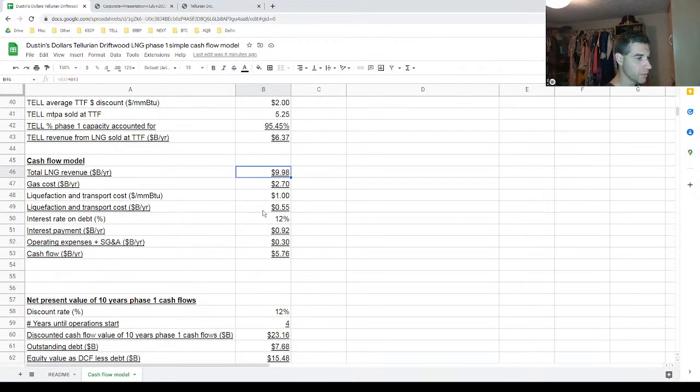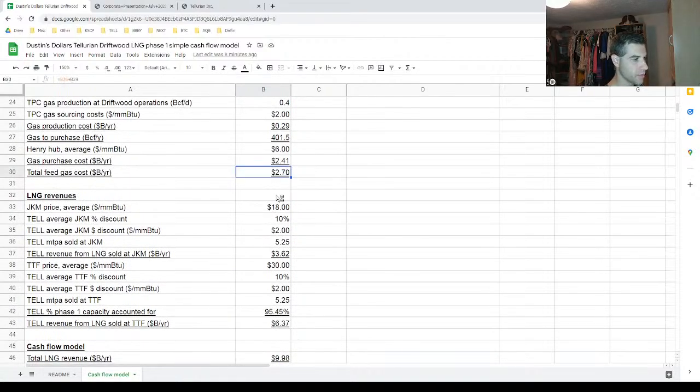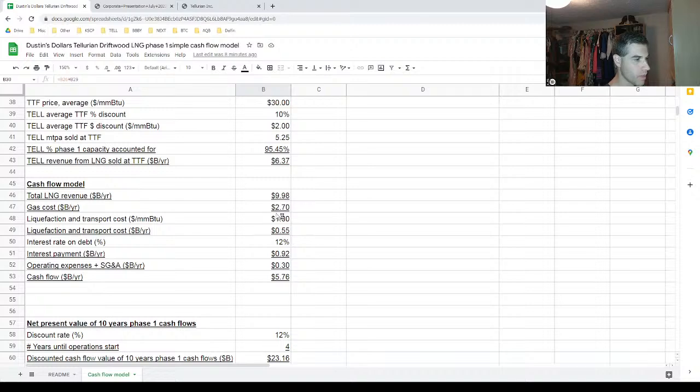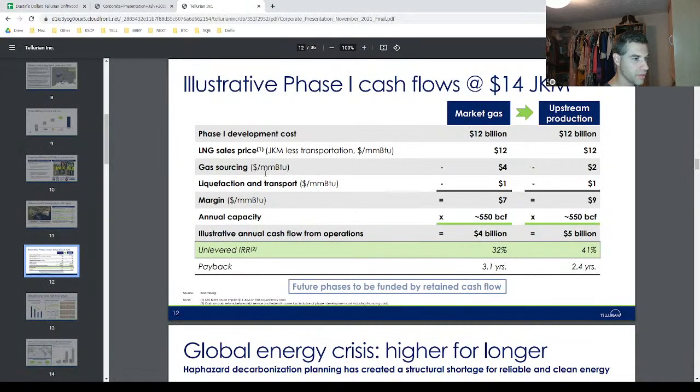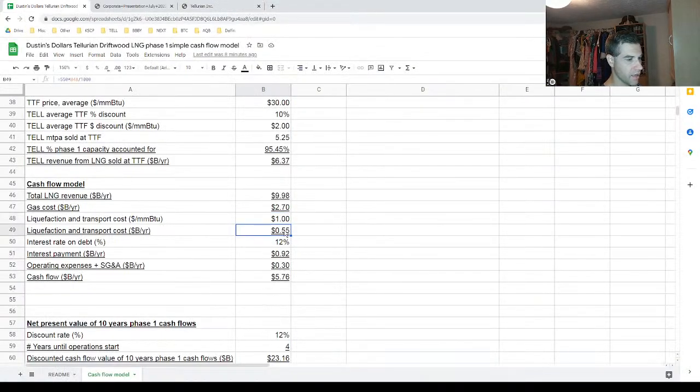On the cash flow model here, we have the total LNG revenue, and then we have the cost of their gas in billions of dollars per year, right? That comes from this whole section here, the final output of that one. We also have what it costs them to transport the gas to Driftwood and to liquefy it. I again took this number here, $1 per MMBTU, from the example model they had in their older presentation. Hopefully this is still an accurate number. I don't know. Again, feel free to plug in what you think is realistic here. Multiply by the capacity, and that comes out to $550 million per year when you multiply over all the gas.